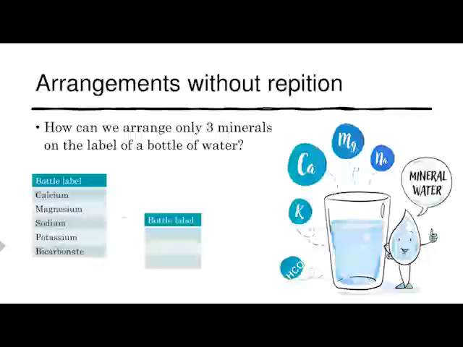We know that water has many minerals. Of these are calcium, magnesium, sodium, potassium, and bicarbonate. On the label of a certain water bottle, I only have the choice of using 3 of these minerals. So, can you think with me and tell me how many different possibilities I have in order to make this label? Pause the video and think about it a little bit.